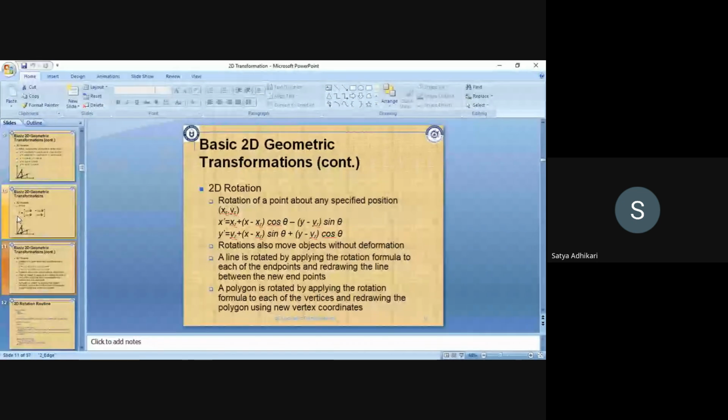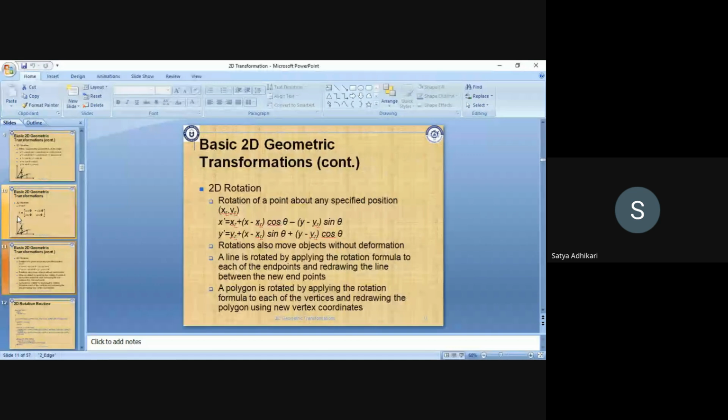So rotation of a point about any specified position xr, yr. xr, yr means the pivot point. Suppose the pivot is another point other than the origin. Then x dash equals xr plus (x minus xr) cos theta minus (y minus yr) sin theta, and y dash equals yr plus (x minus xr) sin theta plus (y minus yr) cos theta, where the specified position is xr and yr.